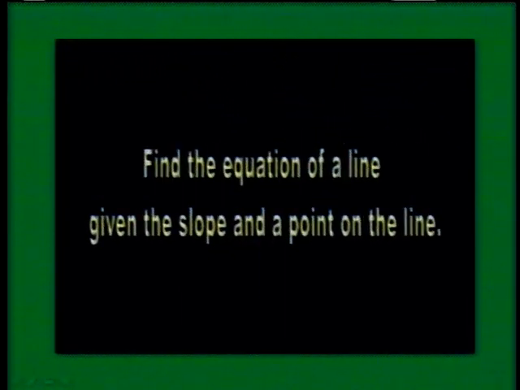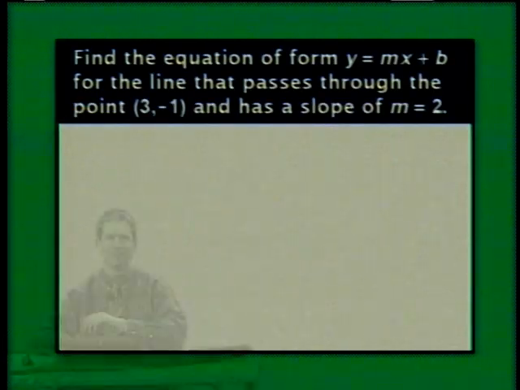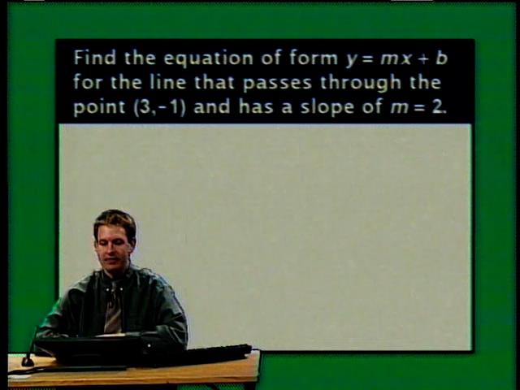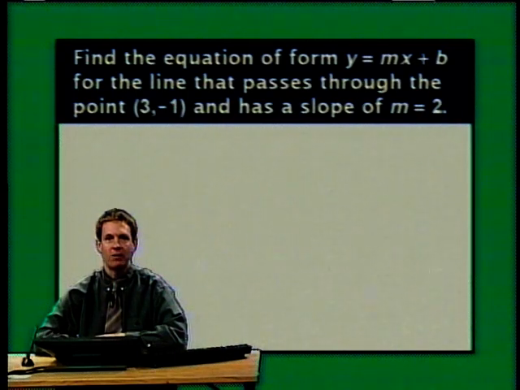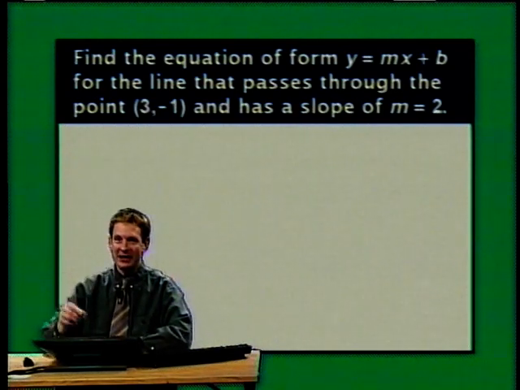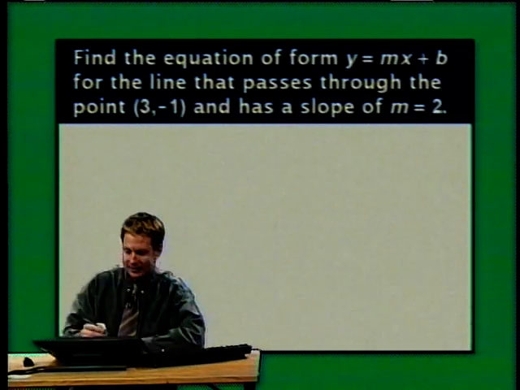So let's find the equation of a line given the slope and a point on the line other than the vertical intercept. Let's find the equation of form y equals mx plus b for the line that passes through the point (3, -1) and has a slope of m equals 2. Alrighty, let's start with the easy part. We know what m is.